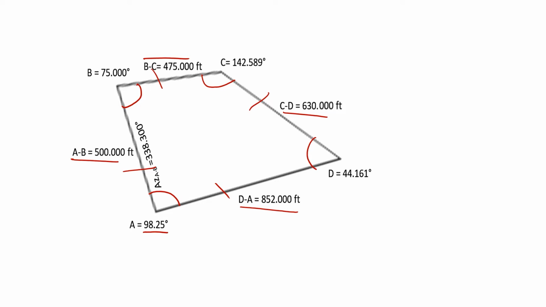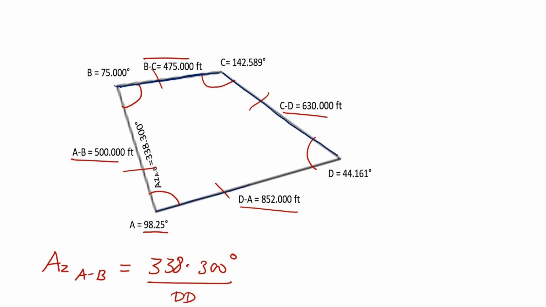And note that the azimuth A to B is provided to you, which is 338.300 degrees. It is in decimal degrees, which is a good thing. So here you need to find the azimuth of the remaining lines. What is the azimuth of BC, the azimuth of CD, and the azimuth of AD? How do you find the azimuth of the remaining sides is the question, right? And I always tell you to go clockwise, right? The azimuth of AB is provided to you.